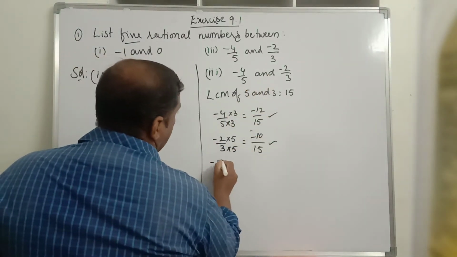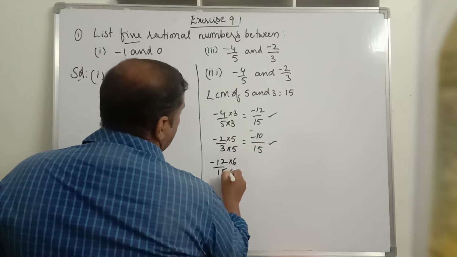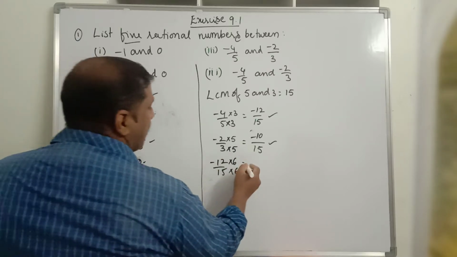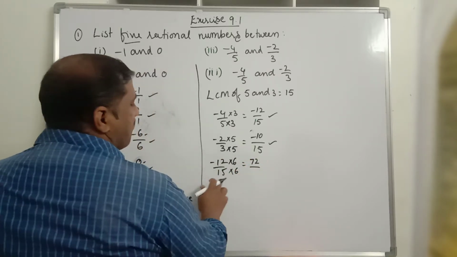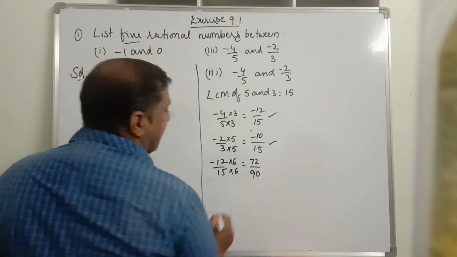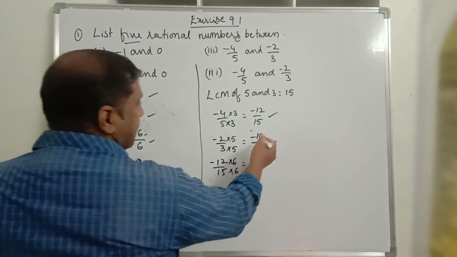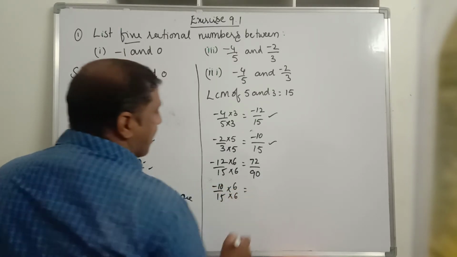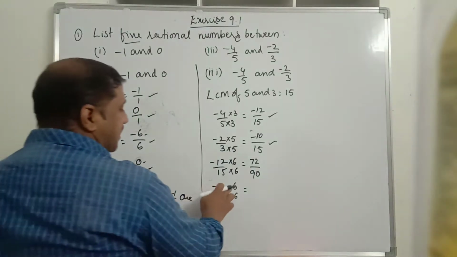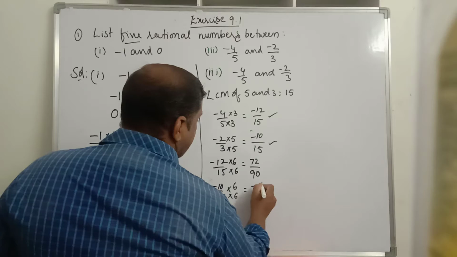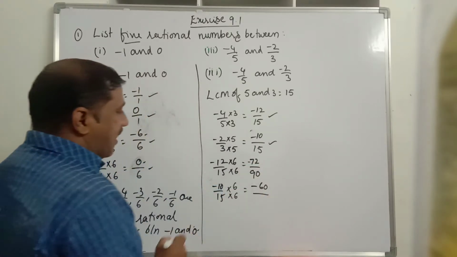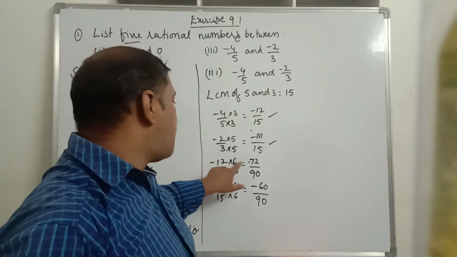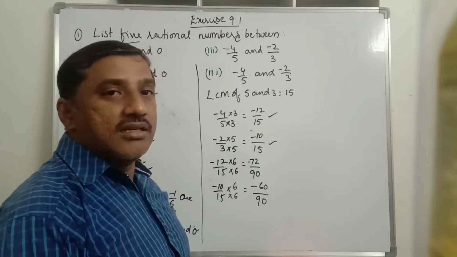Then what do we get? Minus 12 by 15 into 6 into 6. Minus into plus is minus. 12 into 6 is 72, divided by 15 into 6, 15 sixes are 90. Then the second one, minus 10 by 15, is multiplied with 6, both numerator and denominator. Minus into plus is minus. 10 into 6 is 60, divided by 15 into 6, which is 90.